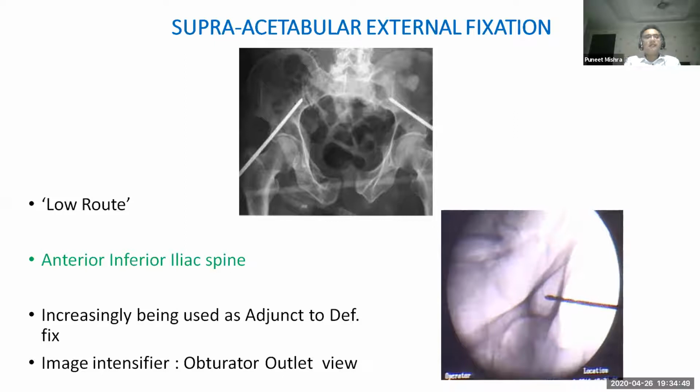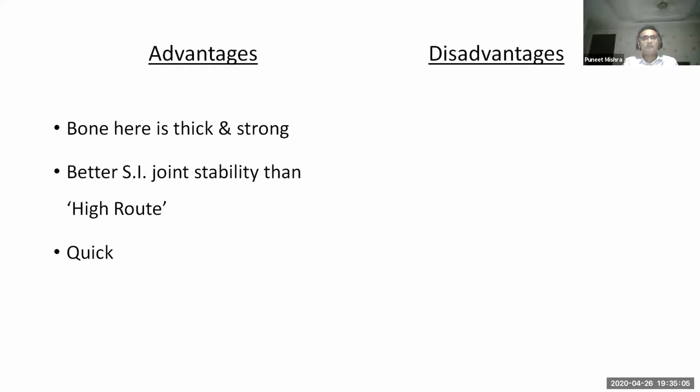You have to target the teardrop, which is in the supraacetabular bone. And how do you get to know the teardrop? By taking an obturator outlet view while applying the fixator. So one pin on either side and a connecting rod in front. Advantages are that the bone is thick and strong, and it gives you better stability, and it can be quick if you are experienced with that.